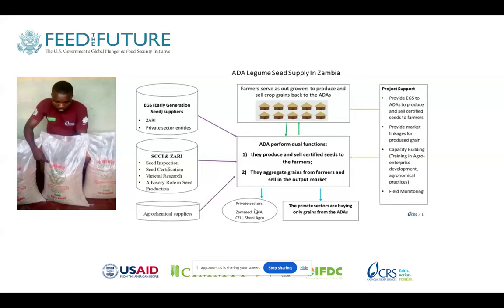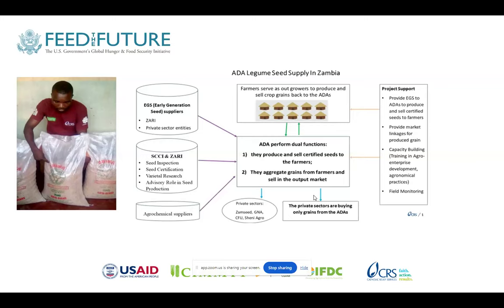To do this, they receive support from the project. When we just started, the project provided them with the early generation seed. When we say seed, we are talking about two crops here, soybeans and pigeon pea. The other support that we provide as a project is that we link them to the markets for the produce. And we also provide capacity building to their farmers and themselves. This capacity building is in the form of training in agro-enterprise development and agronomical practices. And we also do field monitoring.